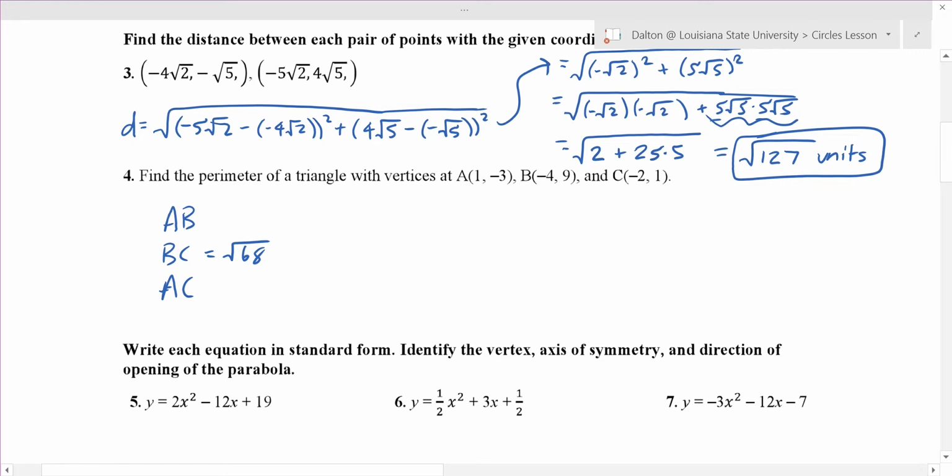I want to remind you that you have to give your answers as simplified radicals. The biggest square number that goes into 68 is 4, so you would break this up into the square root of 4 times 17. The square root of 4 is 2, so you would end up with 2 square roots of 17. And then I believe the final answer, if you didn't get to check your answer, would end up being 18 plus 2 square roots of 17.